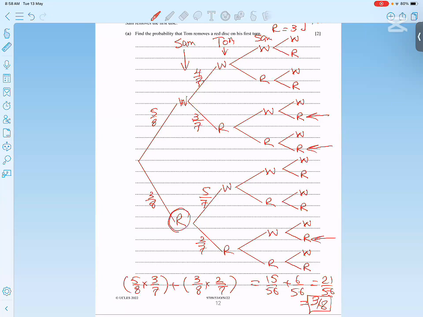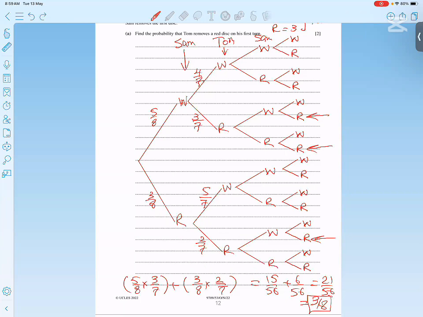So one, Sam got a first red, Tom got a first red, and then Tom got a white, Sam got a white, but Tom got a red. So we are looking for the branches in which Tom got 2 reds, but Sam should not get 2 reds. Make sure, okay? Be careful about it. So for example, this branch, we should not take it. Why? Because second Sam will win the game. So Tom will win not the first time, he will win the second time.